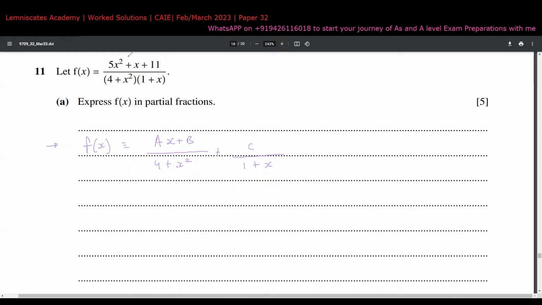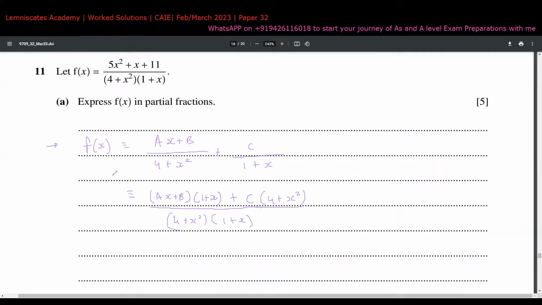So over here I can write this as, if I try to make a common denominator, ax plus b will be multiplied with 1 plus x, and c will be multiplied with 4 plus x square. So this looks good, right? And then divided by the common denominator, that is 4 plus x square and 1 plus x.